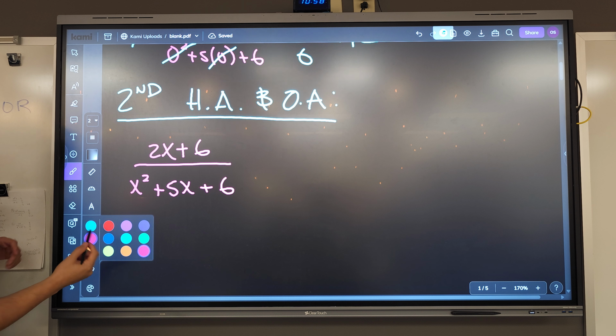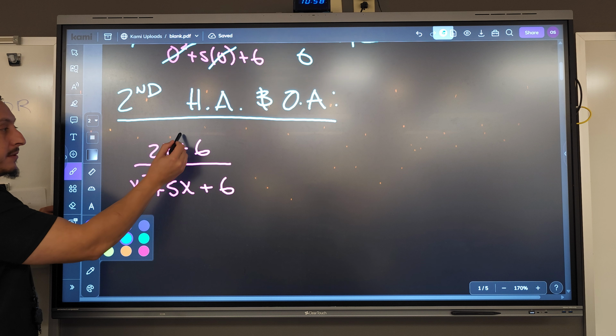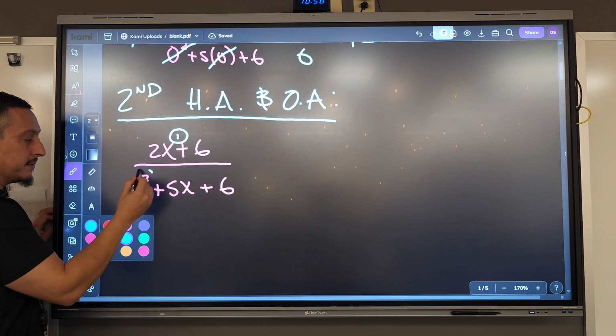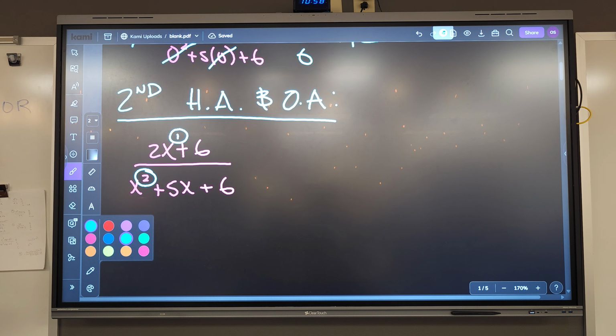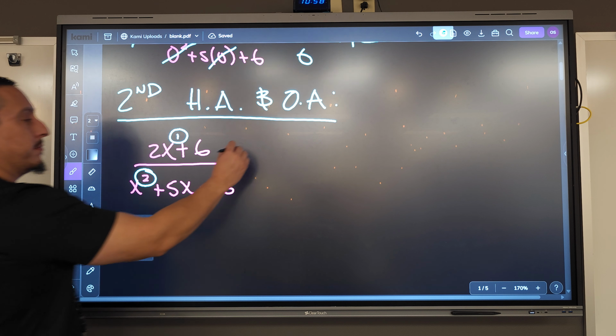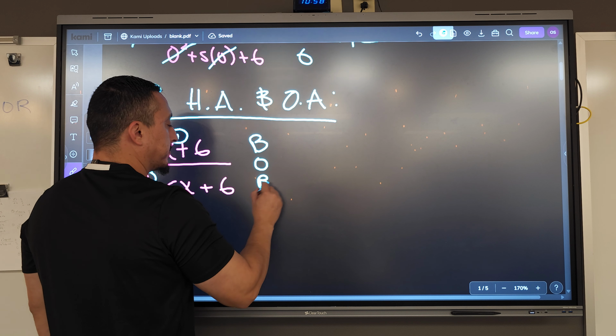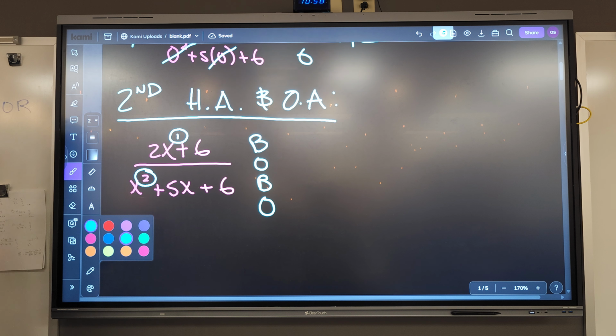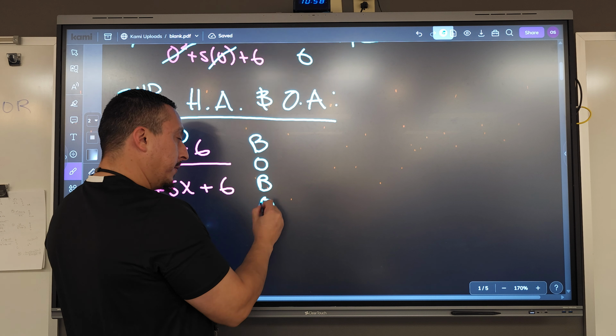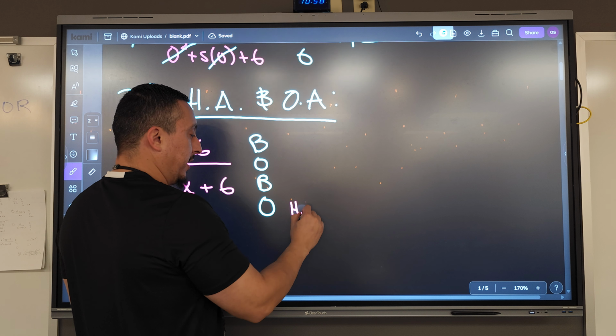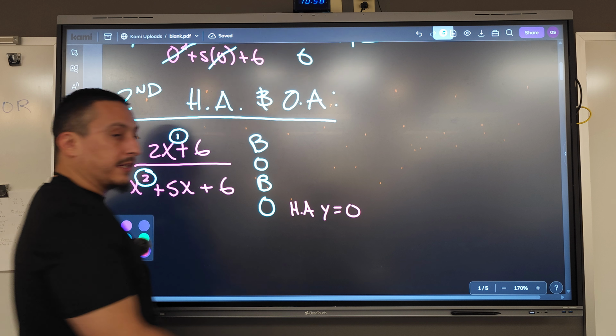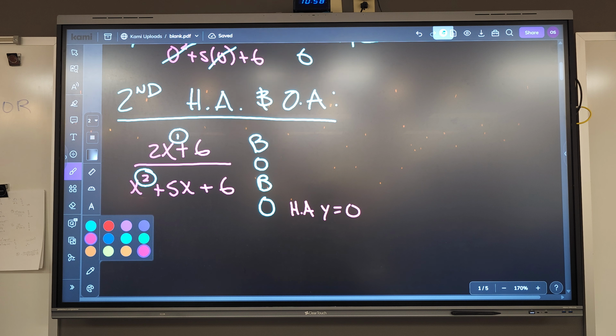So for number 3, I look at the powers. That's a power of 1. That's a power of 2. So is that Bobo, Button, or Betsy? Bobo, right? Bigger on the bottom. So is this a Bobo problem? Because 2 is bigger, right? And so Bobo stands for O at the bottom. Your HA is y equals 0. That's what the O stands for at the bottom.